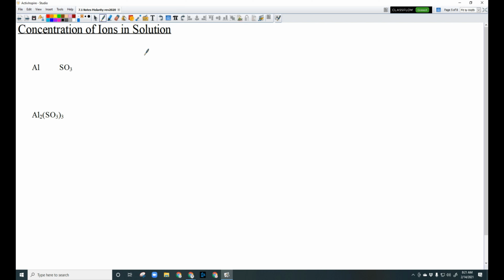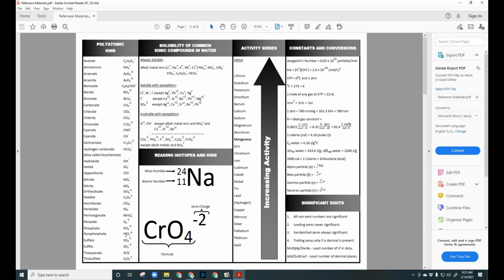All right, so the concentration of ions in solution. So let's look at this. Here we have, let's just say we have 1 mole, because there's no number here, so we assume it's 1 mole of aluminum sulfate. Is that sulfate? Let's make sure. So let's check our polyatomic ions. It's sulfite. Okay, so be very careful with that because sulfate is SO4. You see right down here? SO4. Sulfite is SO3. Now they both have a -2 charge, but be very careful with that.